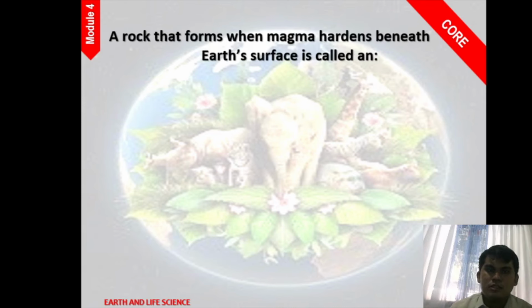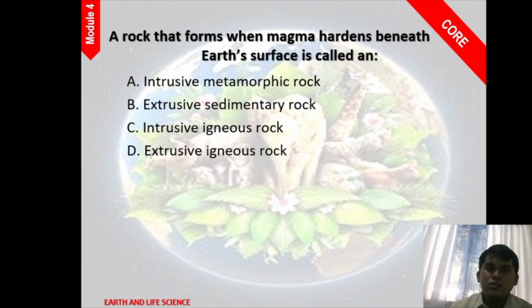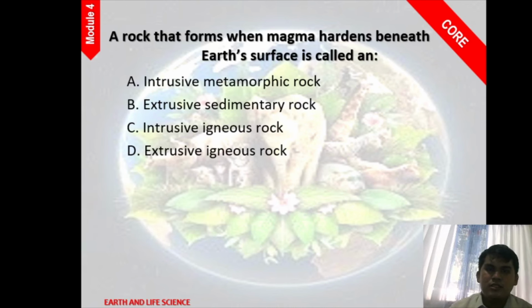Next question. A rock that forms as magma hardens beneath Earth's surface is called, is it A, an intrusive metamorphic rock, B, extrusive sedimentary rock, C, intrusive igneous rock, or D, extrusive igneous rock? Correct answer is letter C, intrusive igneous rock.